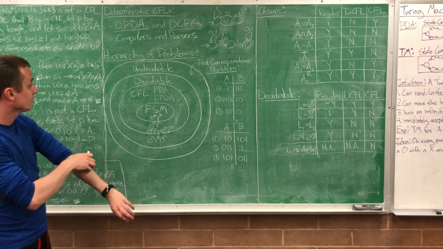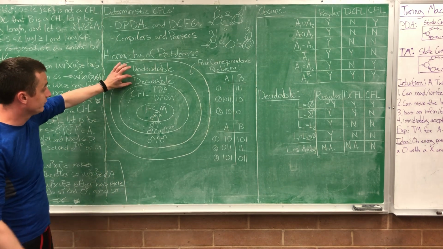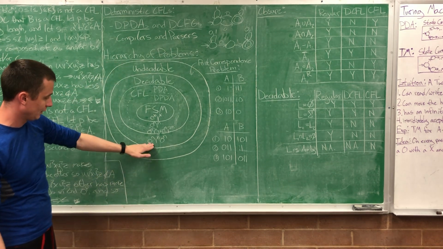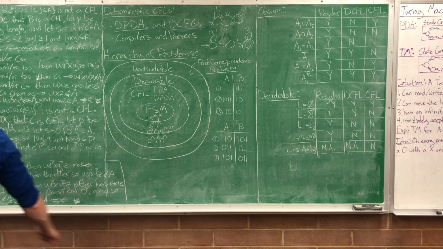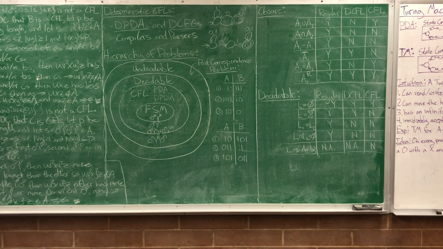And then languages that are decidable can be decided by a Turing machine. An example of that: 0 to the n, 1 to the n, 0 to the n. Did we do that one? We did ABC. We didn't do that one, did we?